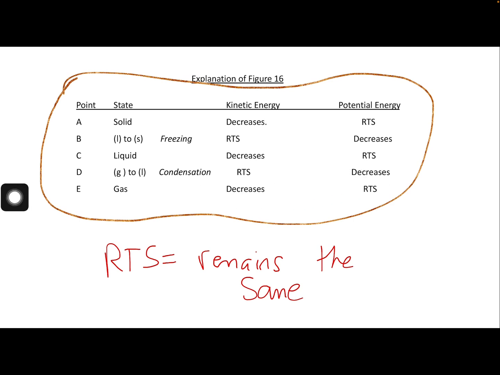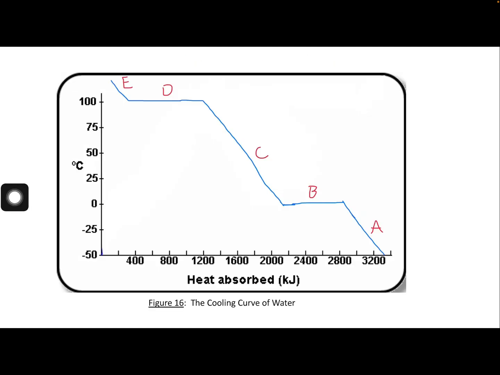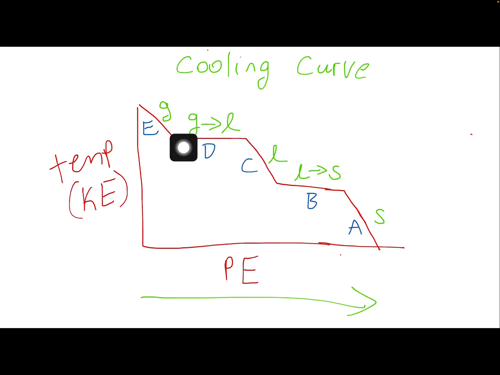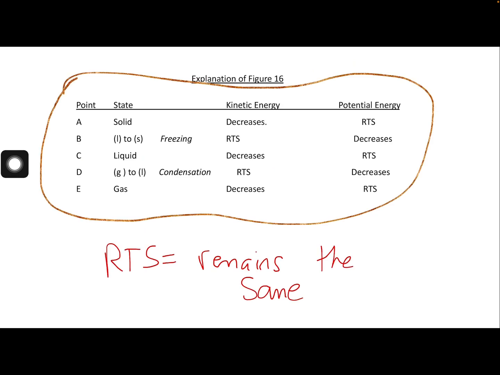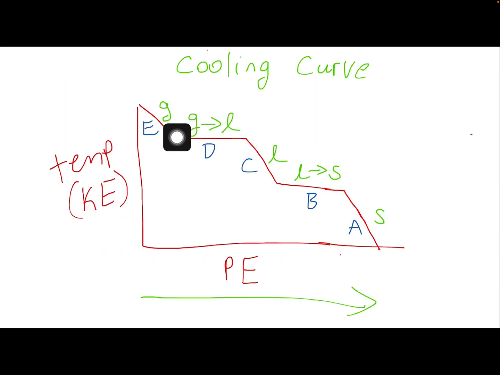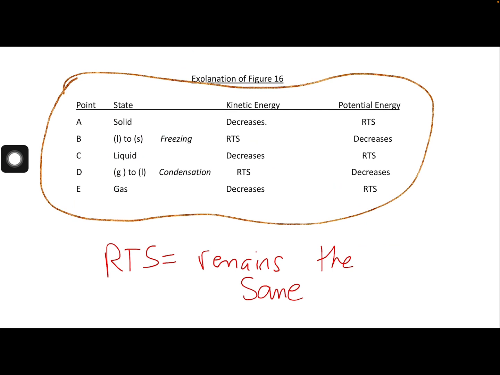During the condensation phase, we see that our temperature remains the same. So that means our kinetic energy will remain the same, and our potential energy will decrease. Because remember, we're reading this way. And finally, for our gas, we see the temperature is decreasing, so that means our kinetic energy decreases and our potential energy remains the same.